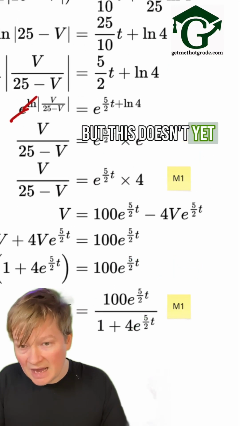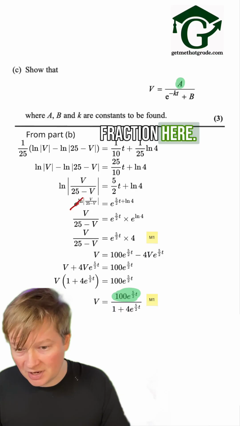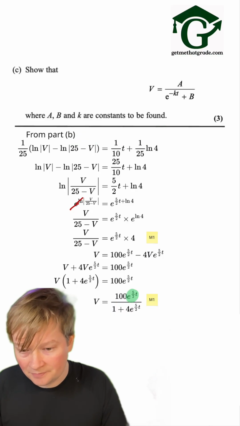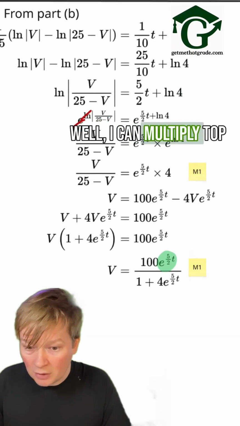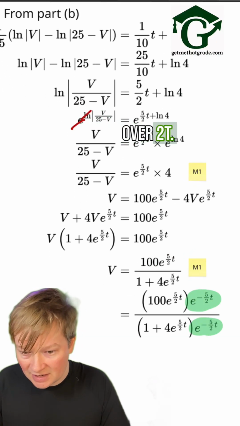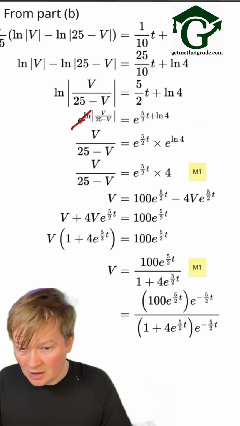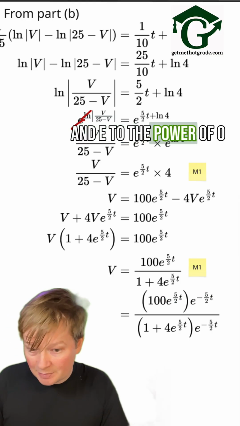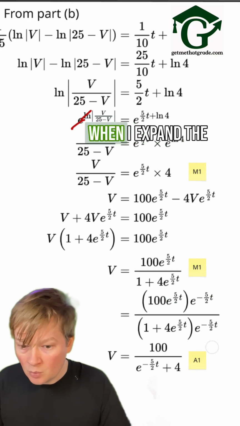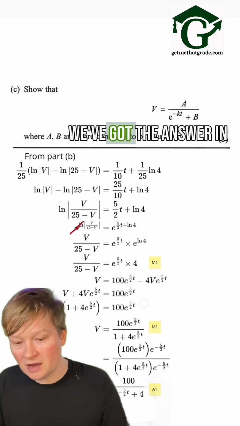But this doesn't yet look like what we've got here. I need just a constant on the top of the fraction here. So really I need to get rid of this e to the power of 5 over 2t. How can I do that? Well, I can multiply top and bottom of the fraction by e to the power of negative 5 over 2t. Because when I add the powers here, because I'm multiplying, the power will give me 0, and e to the power of 0 is just 1. So that would just leave me with 100 times 1, which is just 100. When I expand the brackets on the bottom, I end up with this. So there we are, we've got the answer in the right form.